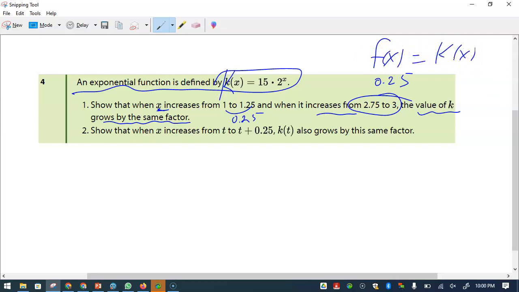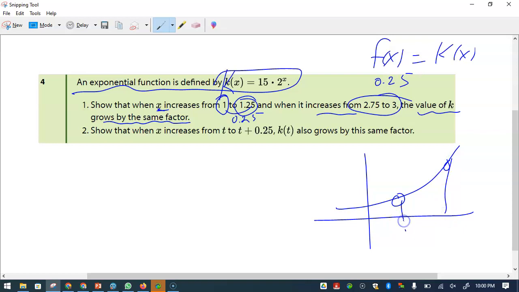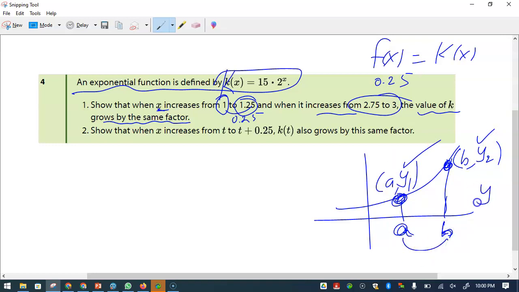So what we will do is we will put this value and this value. Remember, if you want to know the growth factor from one point to another point, let's say this is a and b, the growth factor from a to b will be the output at b divided by the output at a. I'll call the outputs y2 and y1. So there are two outputs here. This is important, right? To get the growth factor from here to here, it is always y2 divided by y1. So that's how you find the growth factor.